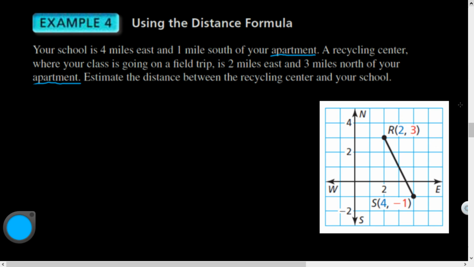So here's a little graph they made. I know they're trying hard to turn a math problem into a real world problem here, but they're trying, guys. Give them props for trying. So notice if this is where our apartment is, the recycling center is 2 miles east and 3 miles north, denoted by this point. And the school is 4 miles east and 1 mile south, like so.